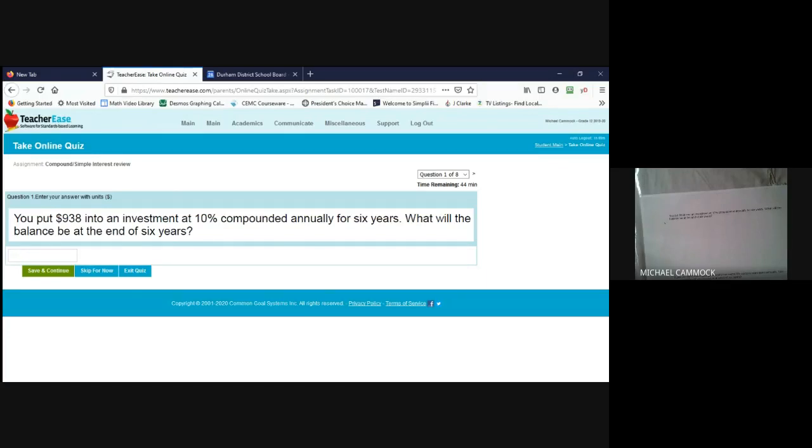Well, formula for that, right? So it says compounded annually for 6 years. And it says what will be the balance at the end of the 6 years. You're not asking for the interest. And that's one of the things I want to make sure we clarify today. If the question was asking for the amount of interest, we'd have to do one more step to get the answer. But this is just asking us to use a compound interest formula. So it says $938, 10% compounded annually for 6 years. What will be the balance at the end of the 6 years? So the balance at the end of the 6 years is just the amount, what we've been calling the amount.